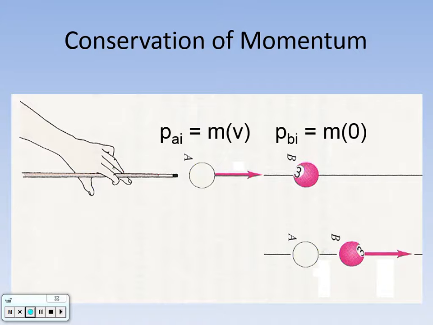Sigma P. So this would be sigma Pi because, Chris, is this before the interaction or after the interaction? This is before, right? So this is sigma Pi if we add these together, right? That being said, that would be the momentum after the interaction, right? If we make the cue ball stop and the 3 ball go, now all of the momentum has been transferred from A to B.